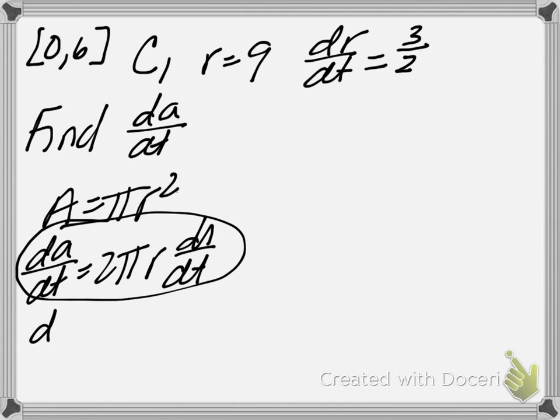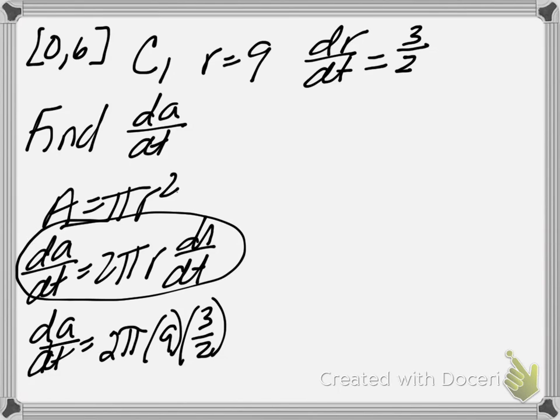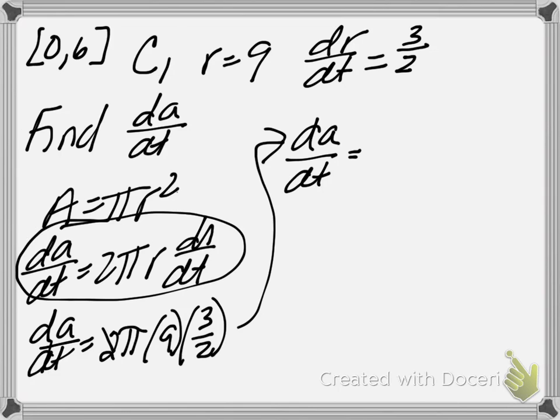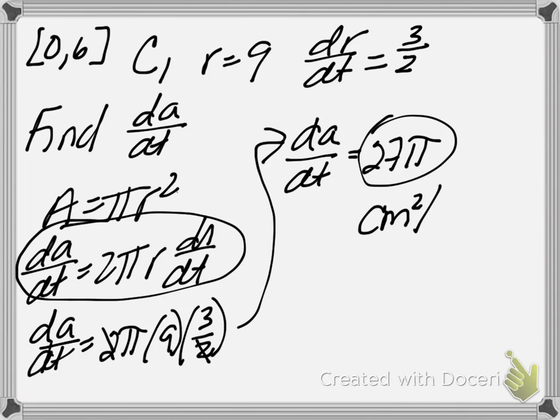Okay, now we're going to start substituting. So dA over dt is what we're looking for. We have a 2 and a pi. The r is 9, and dr over dt is 3 over 2. Okay, let's simplify. So this 2 and this 2 cancel, and we're left with 27 pi. If you did that, you got 1 point. And then you need the units of measure, which should be centimeters squared per second. And if you did that, that was worth 1 point. So that really was not so bad at all.